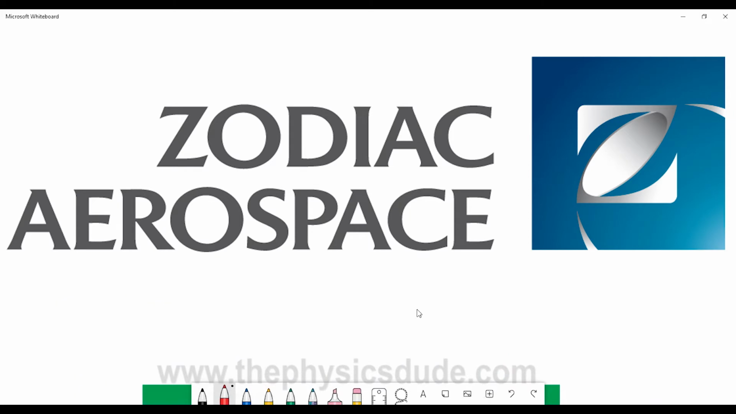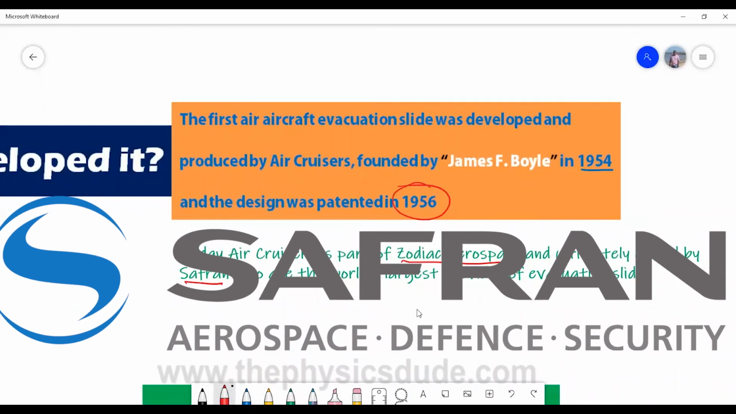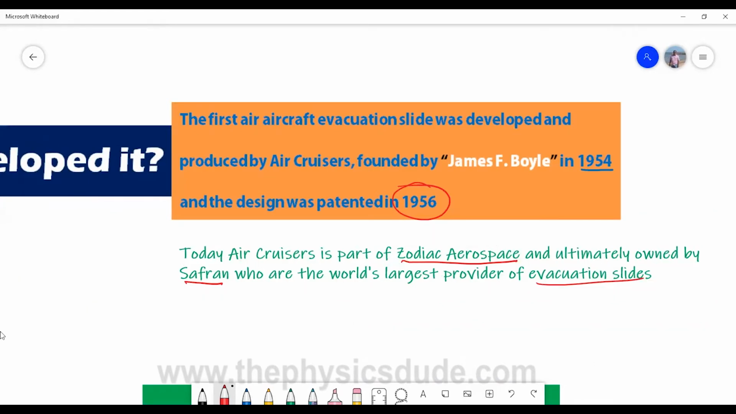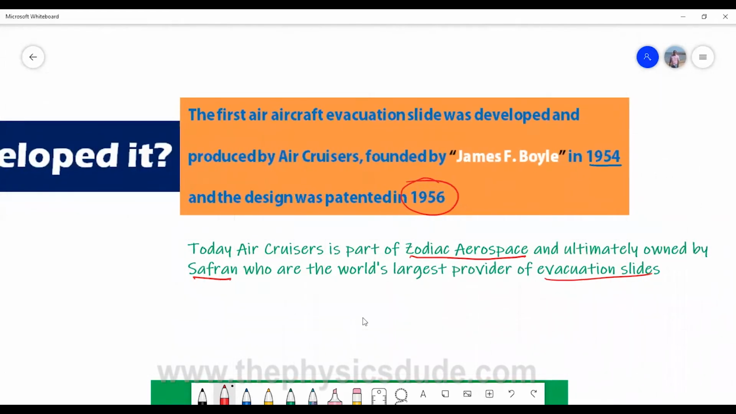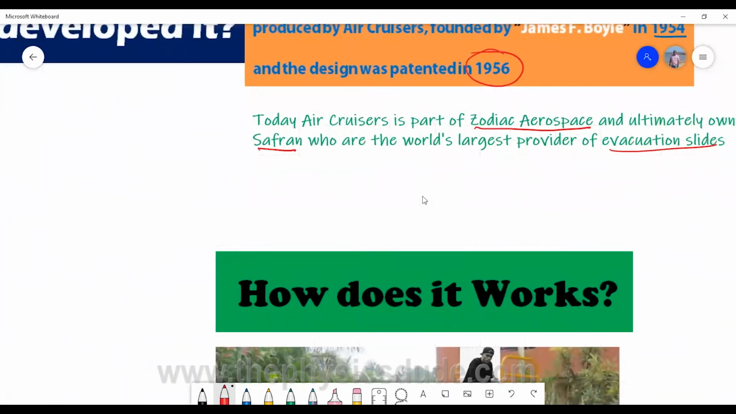So today Air Cruisers is a part of Zodiac Aerospace and ultimately owned by a company called Safran, who are the world's largest providers of evacuation slides. Now every aeroplane will have these evacuation slides. Now the question is, how does it work? What is the principle behind it?